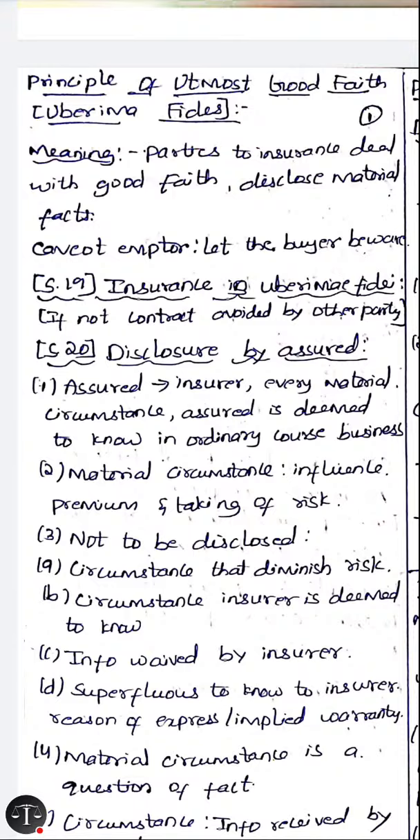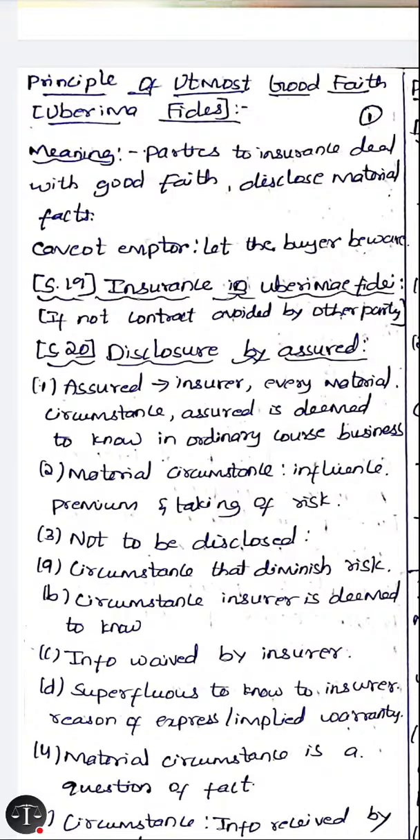This maxim is also derived from caveat emptor, which means let the buyer beware. So this is covered under the Marine Insurance Act 1963. Section 19 of the Marine Insurance Act 1963 states that insurance is uberrima fides, which means that both the parties in an insurance, both the insured and the insurer, should disclose material circumstances to each other. The insured is the person who is taking the insurance and the insurer is the person who is giving the insurance. And what happens if both parties do not disclose material circumstances?